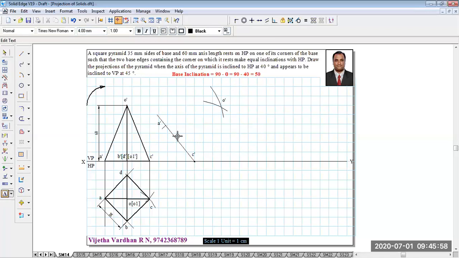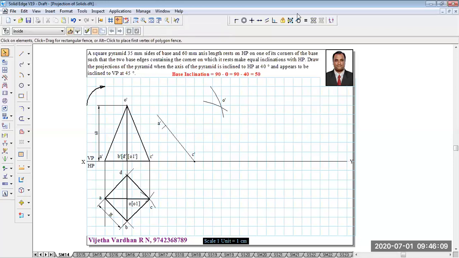Now, these are the three different points which complete the boundary, and then the remaining B dash, D dash, O1 dash have to be obtained in the same fashion. Let me complete it and show it to you guys.